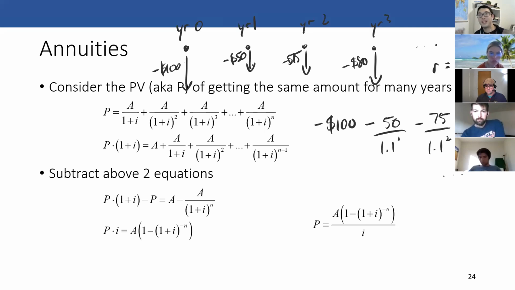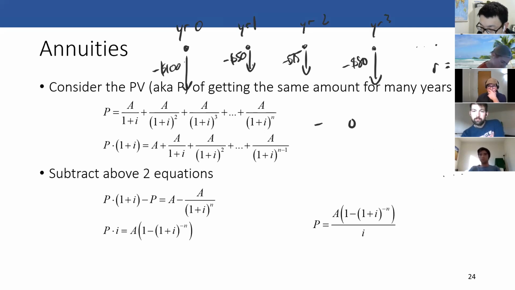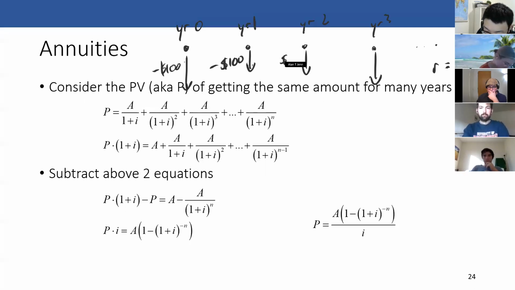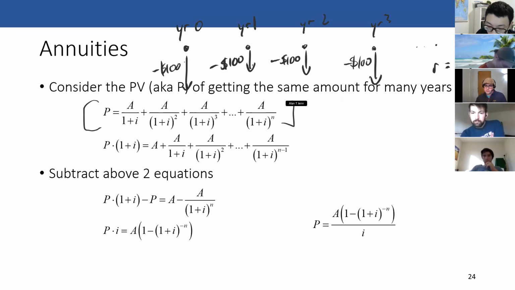And so it's kind of a pain to calculate this. You can do it in a spreadsheet pretty easily, I guess. But if you have a type of problem where the flows are the same every year, then you can use this annuity shortcut. So let's say these are all negative 100 every year. Instead of going through that whole process, there is this nice little shortcut for annuities where you get the same amount every year.